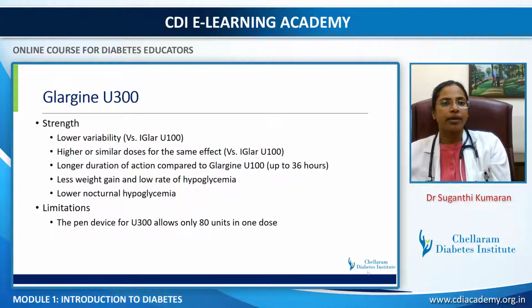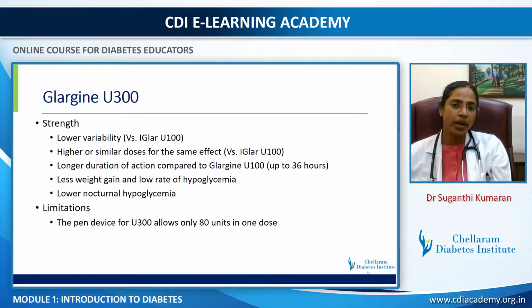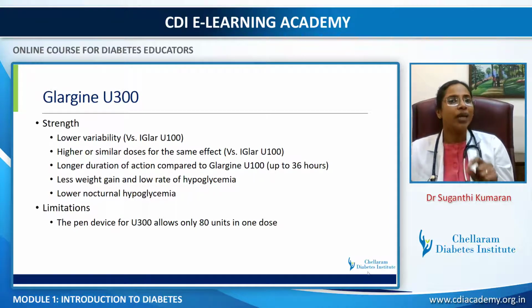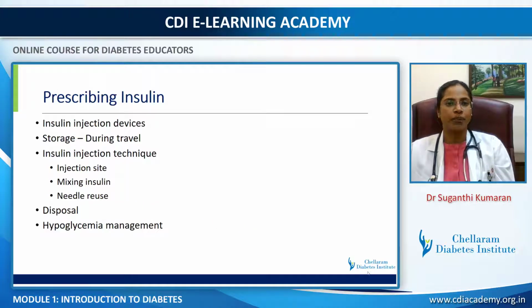So Glargine U300 has a strength of 300 units per ml and it has lower variability when compared to Glargine U100. It needs higher or similar doses for the same effect, has a longer duration of action, and is much smoother, causing a low rate of hypoglycemia, less weight gain, and less nocturnal hypoglycemia. However, the limitation is that the pen device allows one to take only 18 units in one dose.